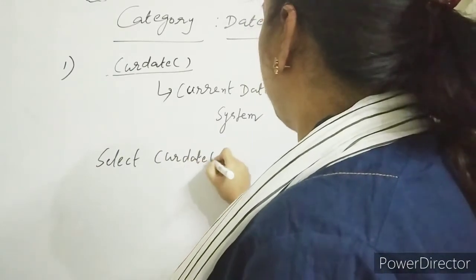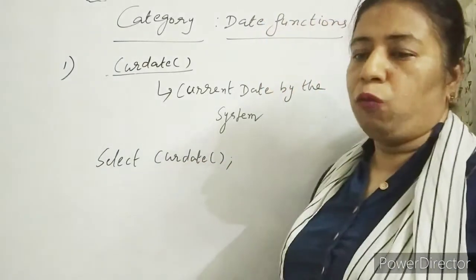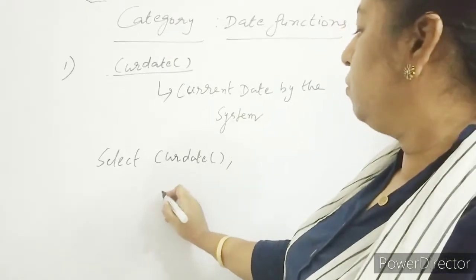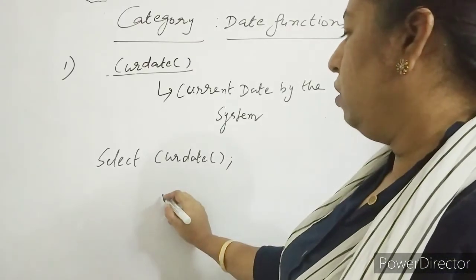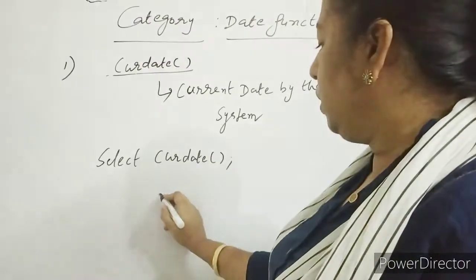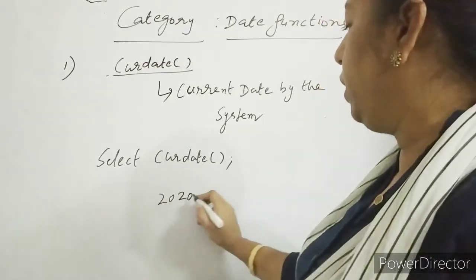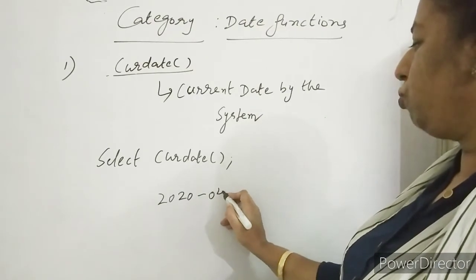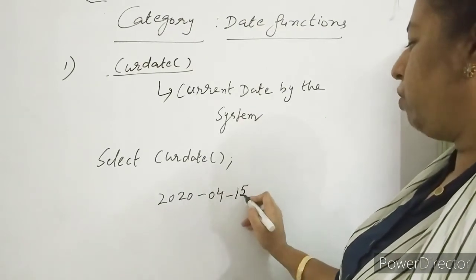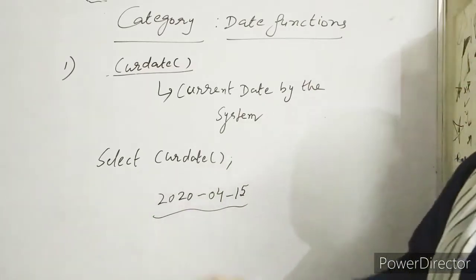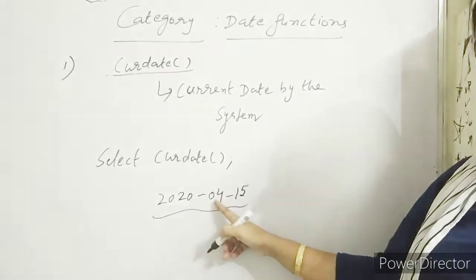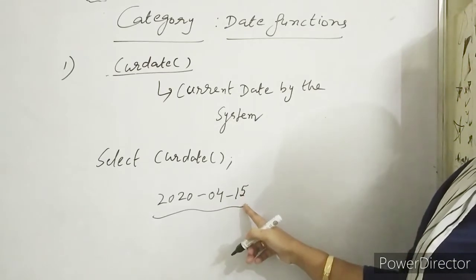I have executed this query. Then what output will you get? Current date. Today's date is 15th April 2020. It means the output is 2020 as the year, then the month is 4 and the day is 15. Clear? The year part, then the month part, then the day part.